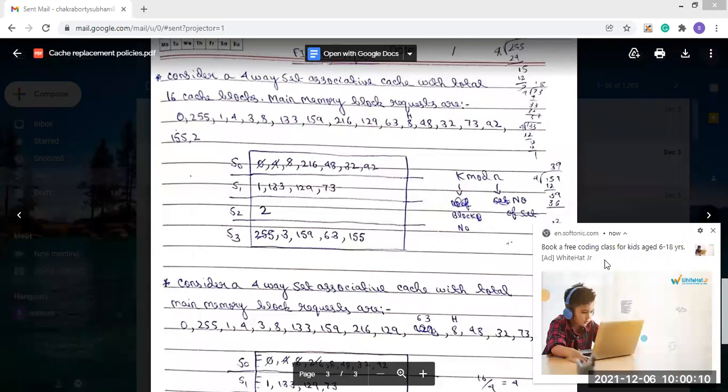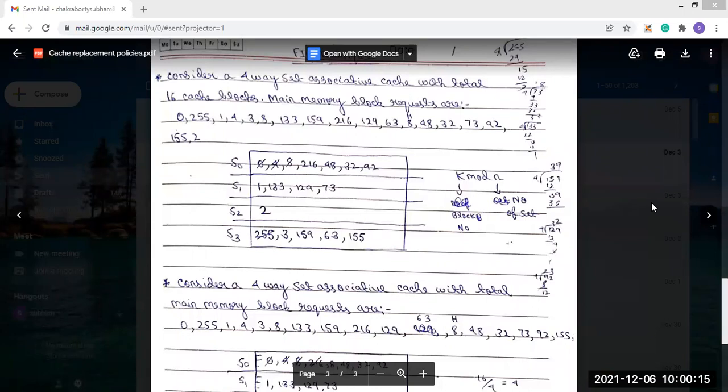In the last class, we discussed the problems related to the LRU, that is the least recently used, cache replacement policy. Today, we will look at another technique. We have seen that there are three cache replacement techniques: LRU, MRU, and FIFO. In our syllabus we have least recently used and FIFO, first in first out. MRU is not in your syllabus. We have already seen LRU, so today we will see the FIFO technique.